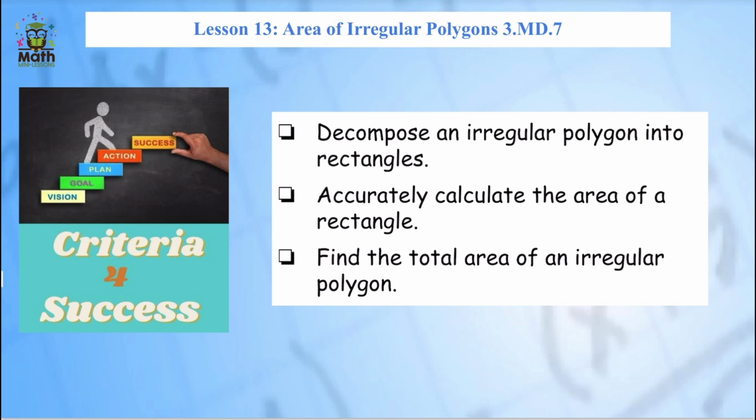So we had originally started with just using rectangles, but we saw that sometimes we can have a shape that is not a rectangle. And how do we find the area if we can't see the tile? While I'm working, I want you to look to see how I decompose an irregular polygon. That means, how do I break it up into smaller pieces, and how do I accurately calculate the area and find the total area. So let's jump into our first model problem.